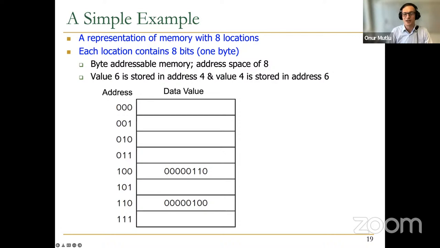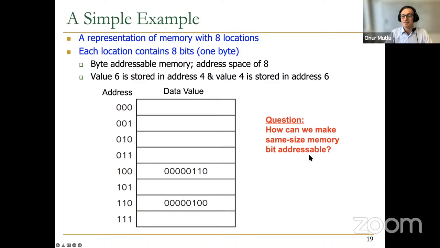Okay, so one simple question maybe: how can we make the same size memory bit addressable? In this case, we have 64 bits in memory, right? You have 8 locations. Each location stores 8 bits. So we have 64 bits. How can we make the same size memory bit addressable? It's very easy, basically. Each location contains 1 bit, and you have 64 locations. That's the idea. So the programmer's view will be different.